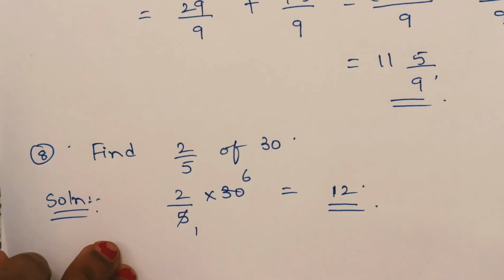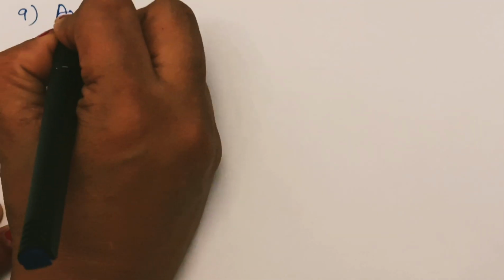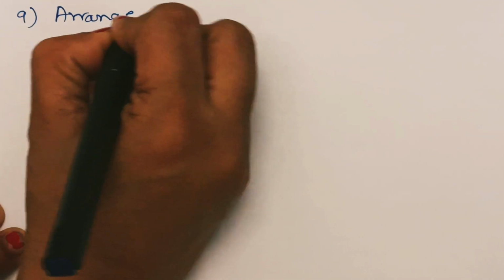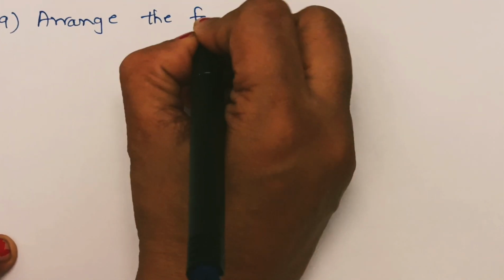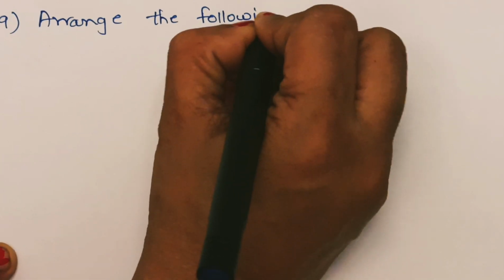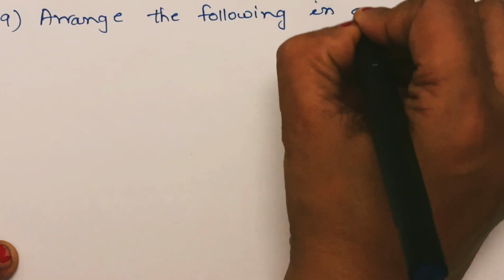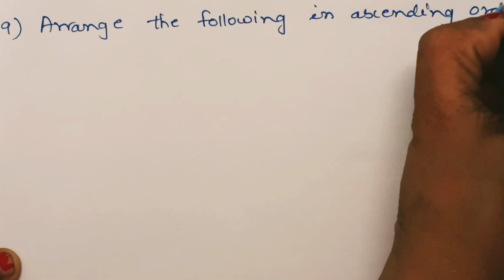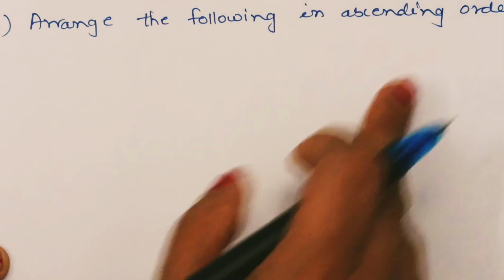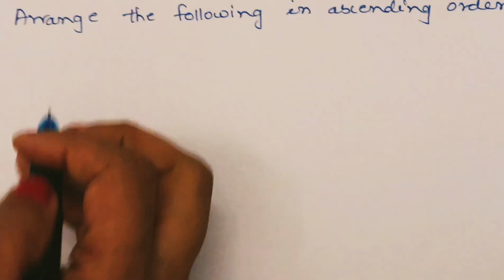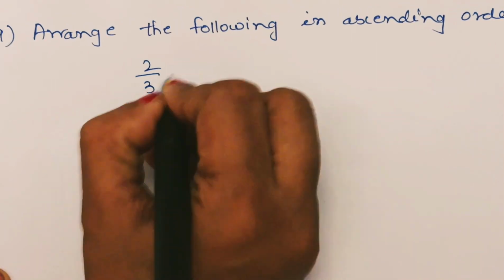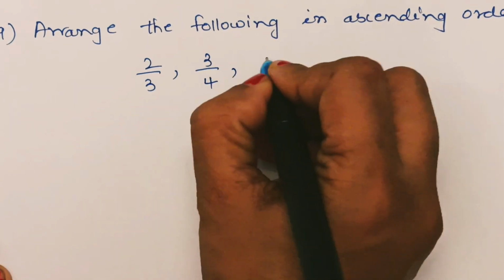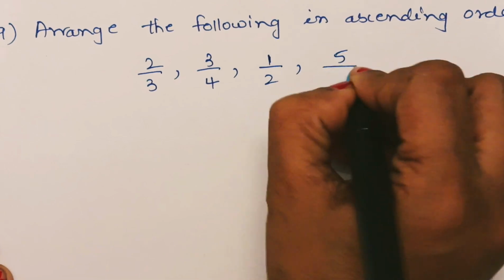Now let's switch to the next question, which is very important. Arrange the following in ascending order. What do you mean by the word ascending? Small to big. Ascending means small to big. Let's see the first question: 2 by 3, 3 by 4, 1 by 2, 5 by 6.